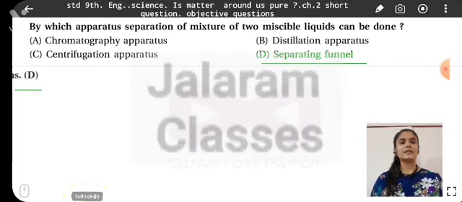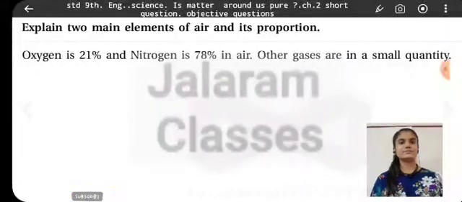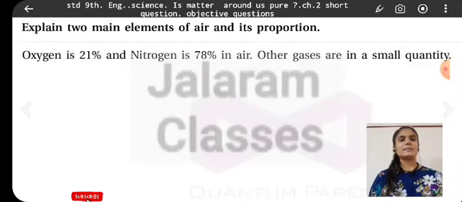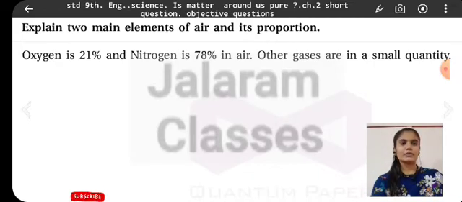By which apparatus separation of mixture of two miscible liquids can be done? Separating funnel. By which method is used for the separation of mixture which can be mixed with each other and have difference between its boiling point? Fractional distillation. Explain two main elements of air and its proportion. Oxygen is 21% and nitrogen is 78% in air. Other gases are in small quantity.